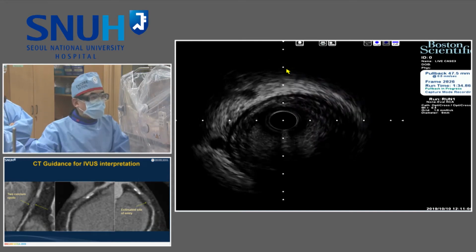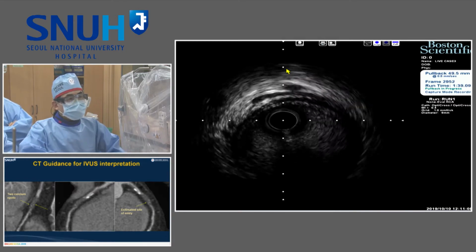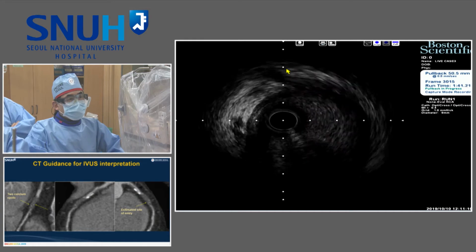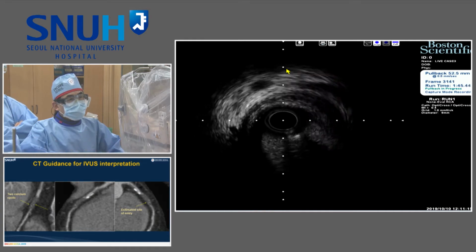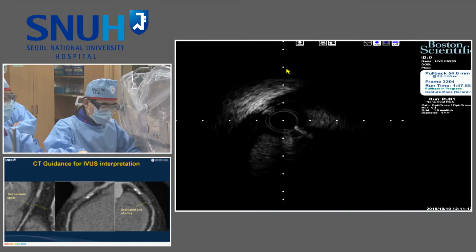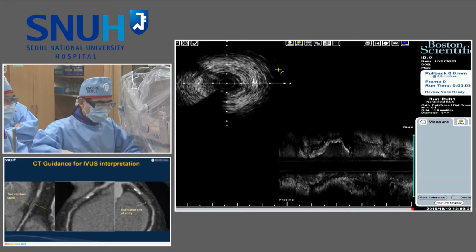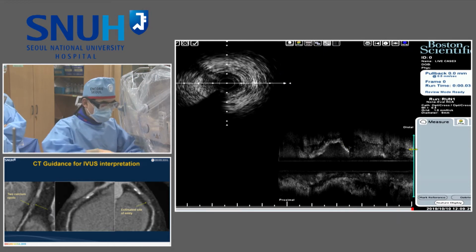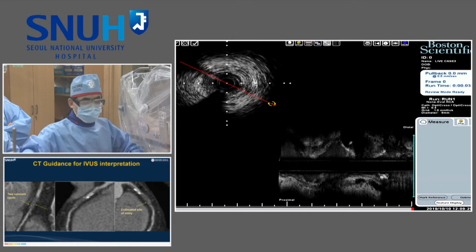Lumen is about 5. This is free. This is free. Okay. So what size of the stent, what type of stent, what length?